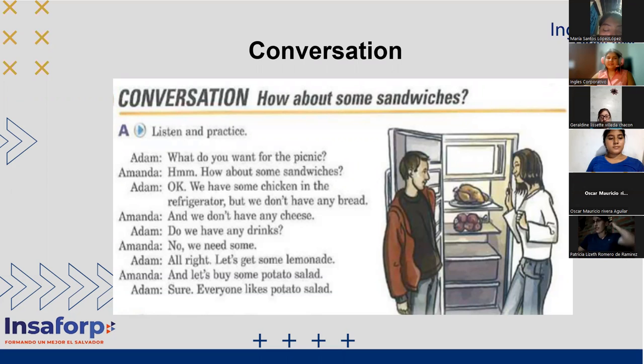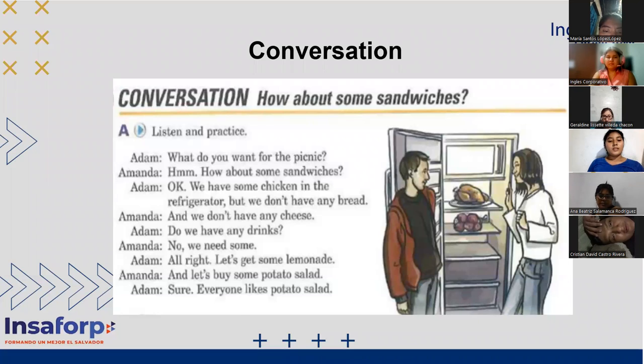What do you want for the picnic? How I want some sandwich. Okay, we have some chicken in the refrigerator, but we don't have any bread. And we don't have any cheese. Do we have any drinks? No, we need some. All right, let's get some lemonade. And let's buy some potato salad. Sure, everyone likes potato salad. Okay, good.